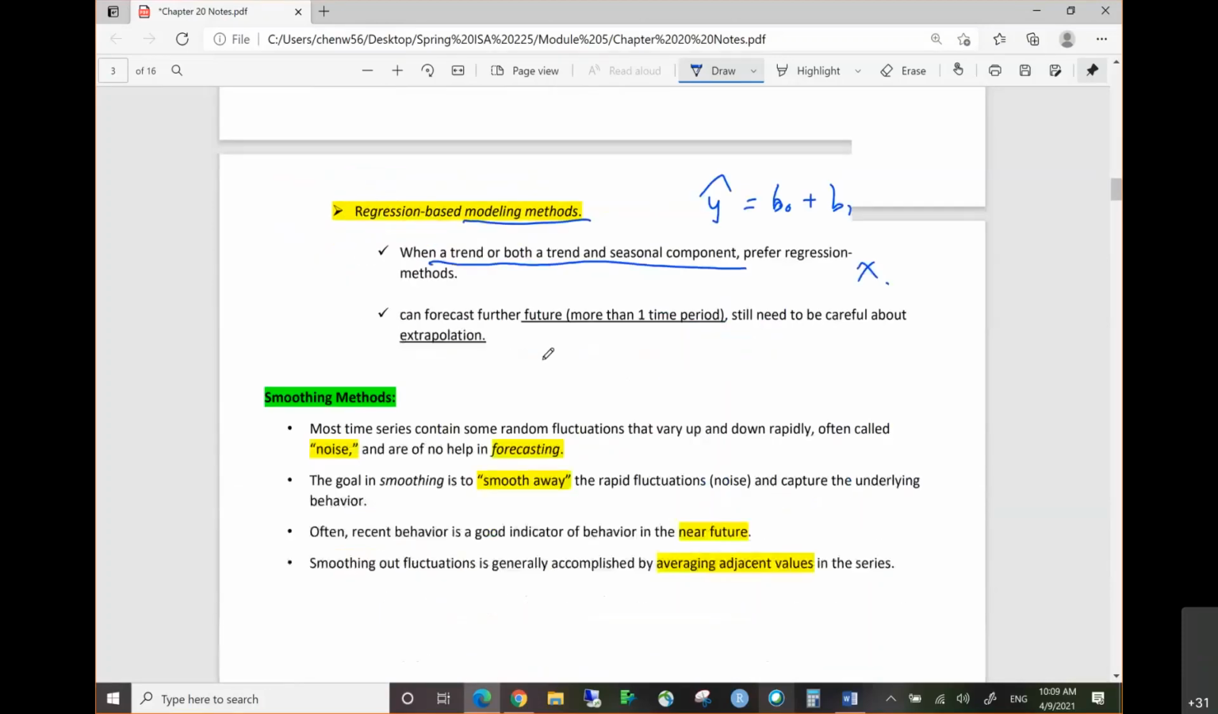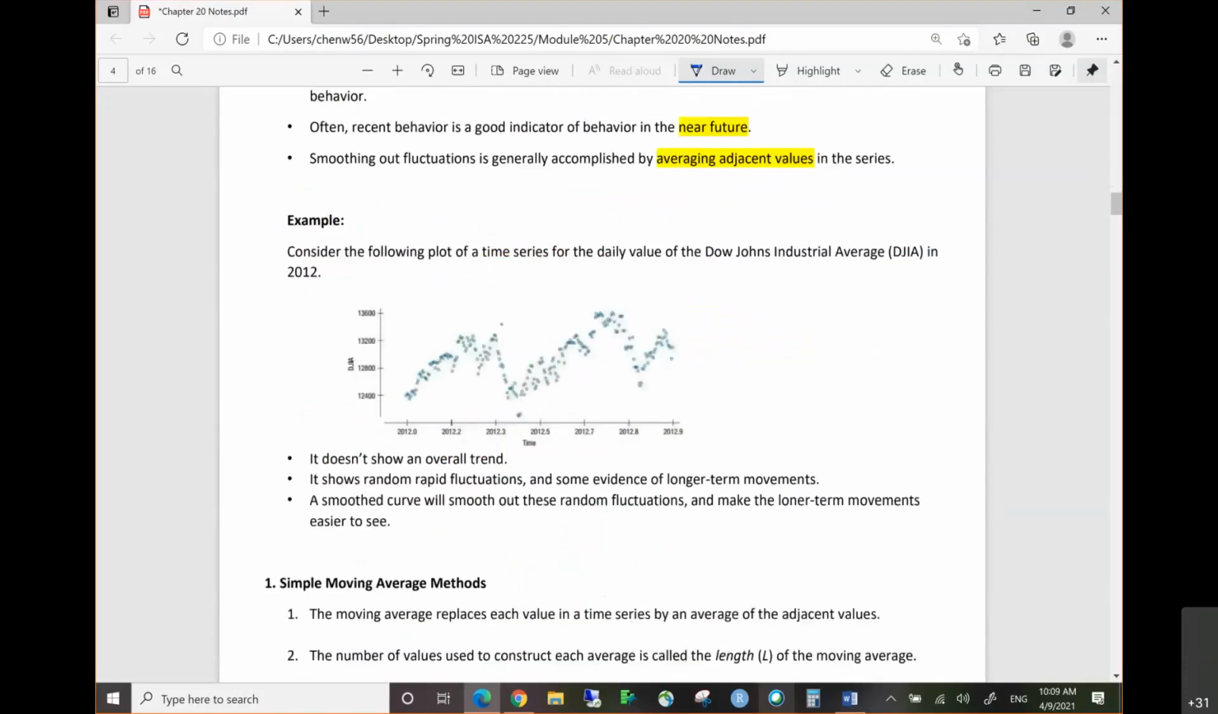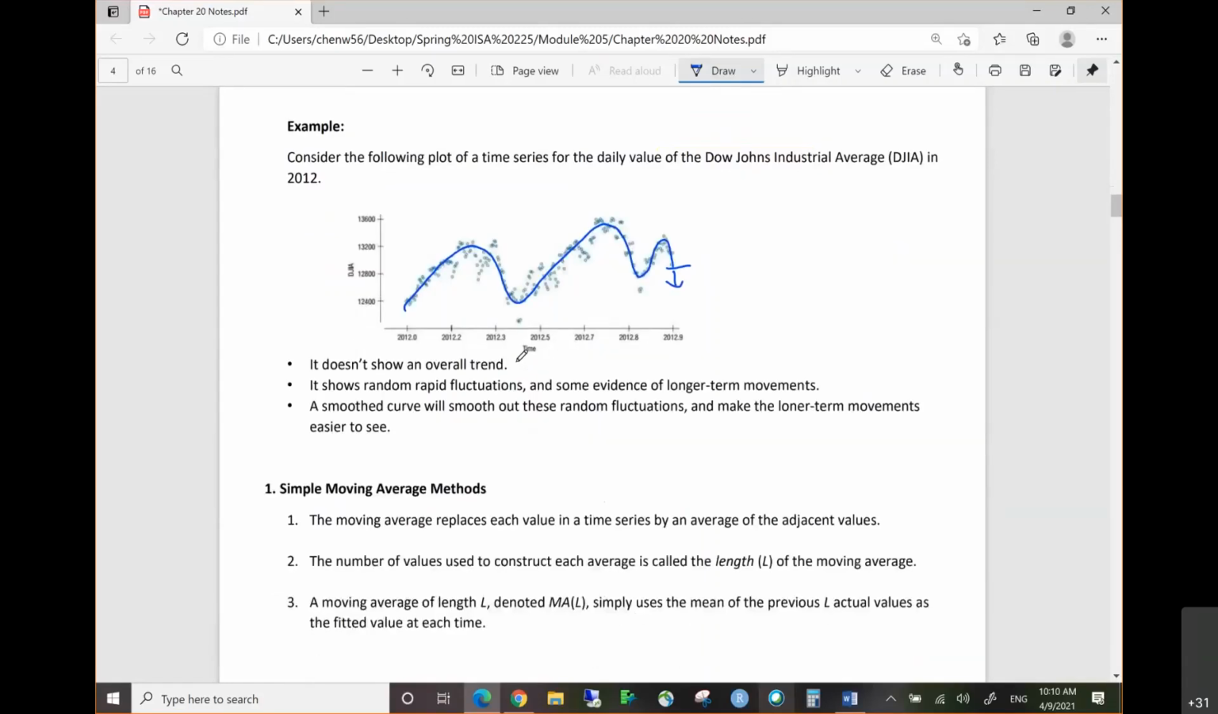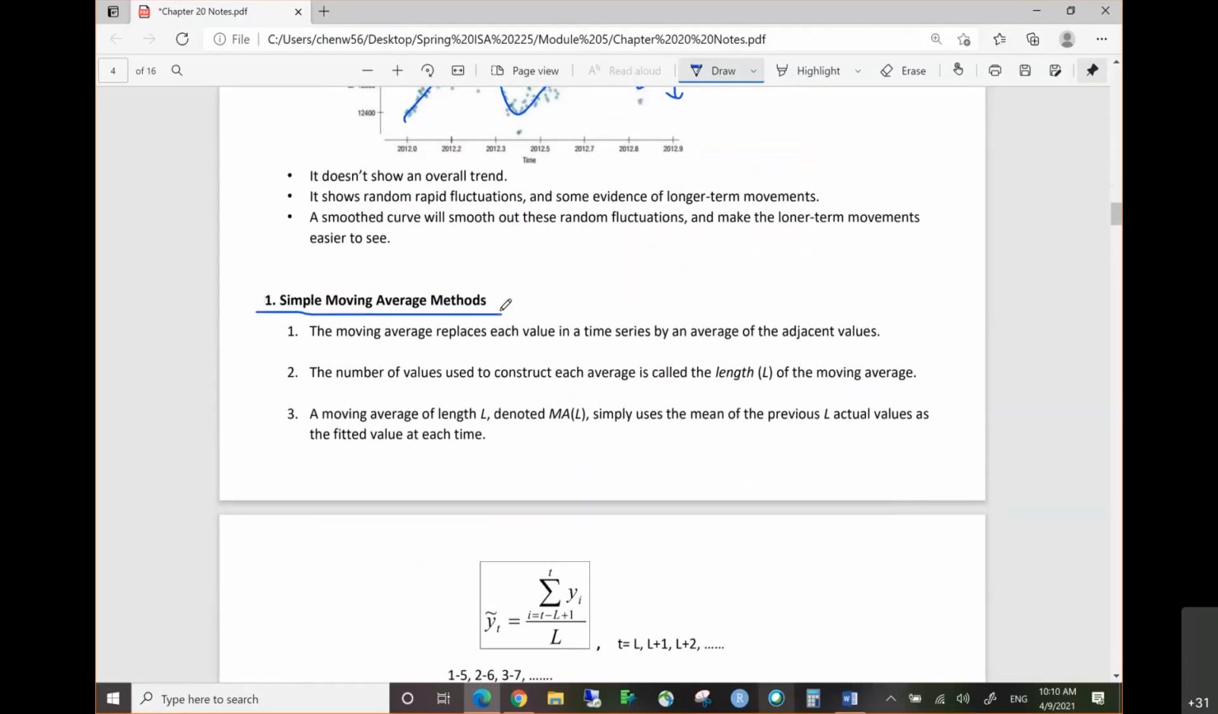Last class we talked about the smoothing methods. Once we have a time series, we want to smooth it to follow the overall trend, and then use the trend to make a prediction about the next time point. For how to smooth the curve, we talked about the first method, the simple moving average method, short for MA.